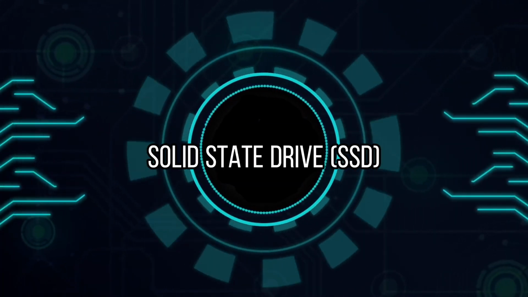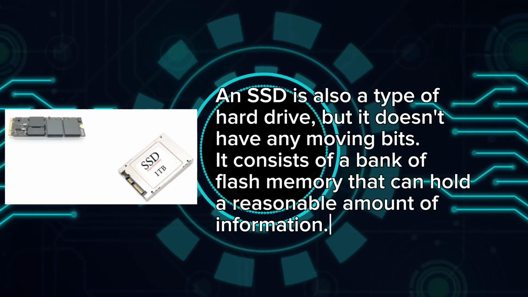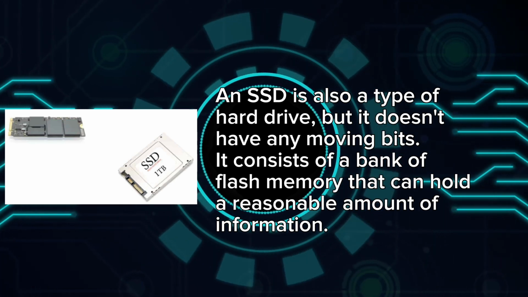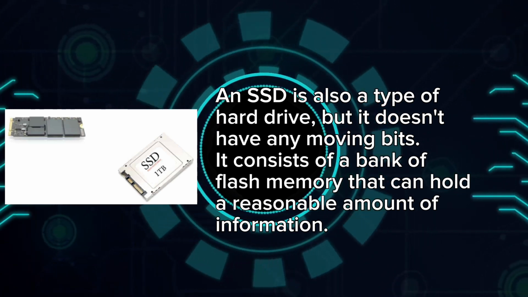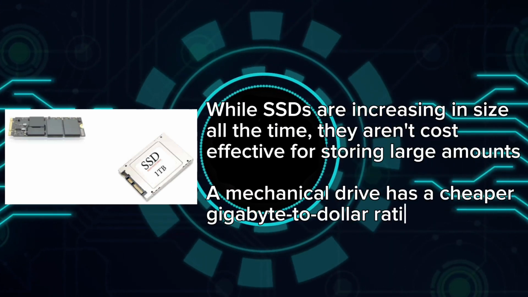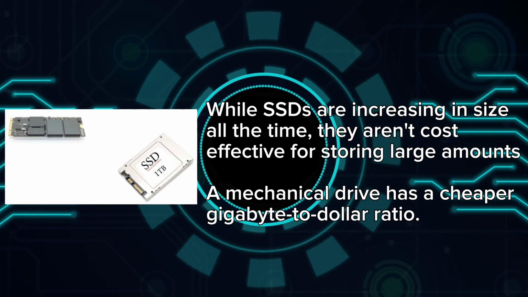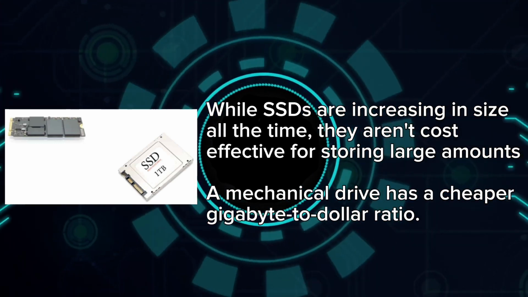Solid-state drive. An SSD is also a type of hard drive, but it doesn't have any moving parts. It consists of a bank of flash memory that can hold a reasonable amount of information. While SSDs are increasing in size all the time, they aren't cost-effective for storing large amounts. A mechanical drive has a cheaper gigabyte-to-dollar ratio.